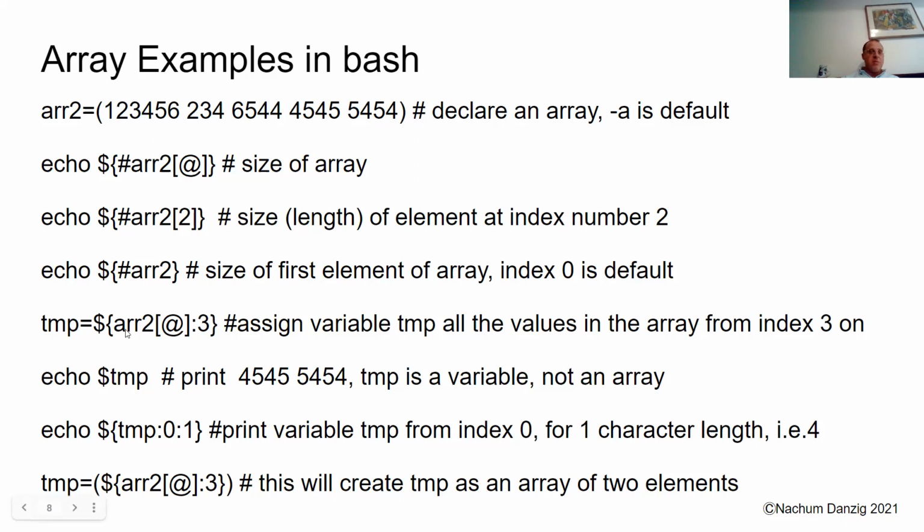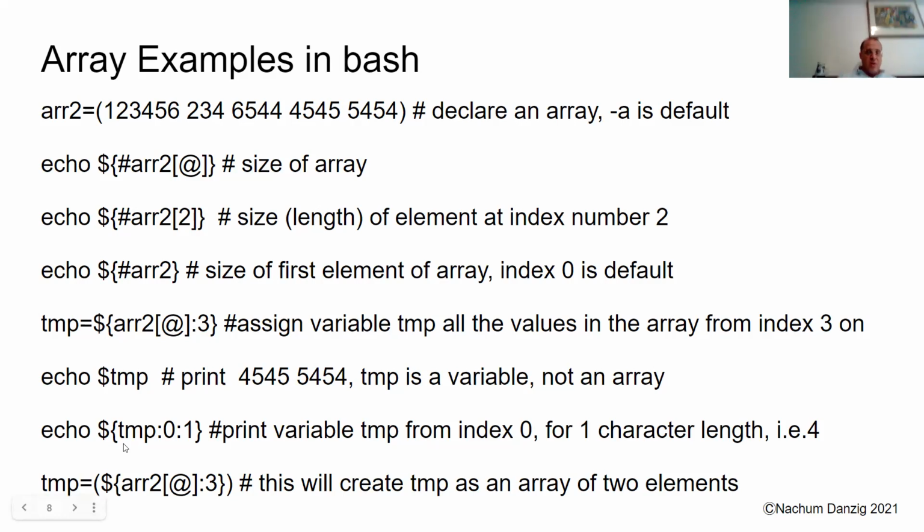If temp equals, now what does this mean? Temp equals the whole array, the third one. So assign the variable temp all the values in the array from index 3 and on. But it'll be one variable. So if I do print temp, it's a single variable, but it has in it a concatenated list of all the elements of the array from the third on. This is the third, 0, 1, 2, 3.